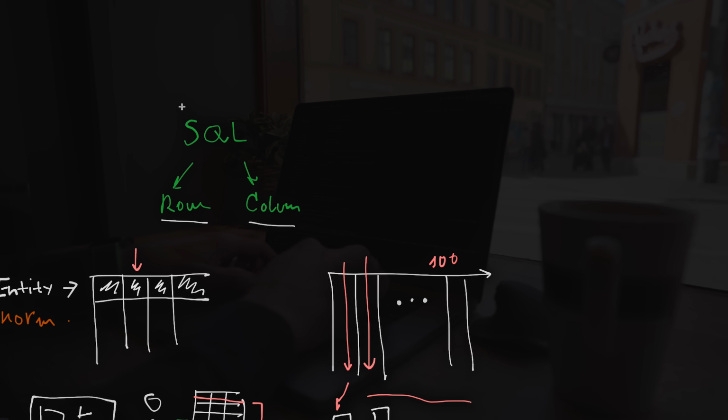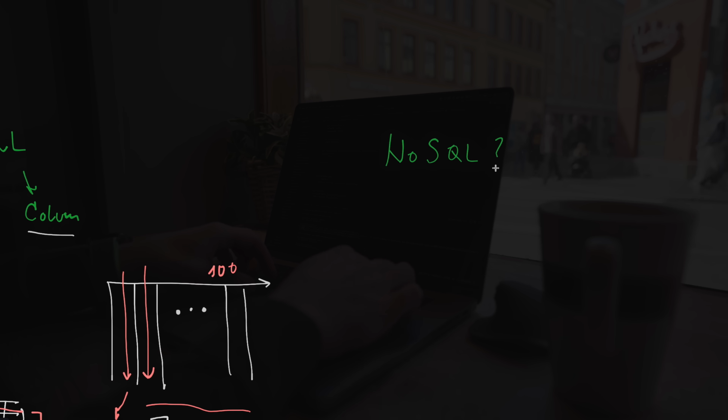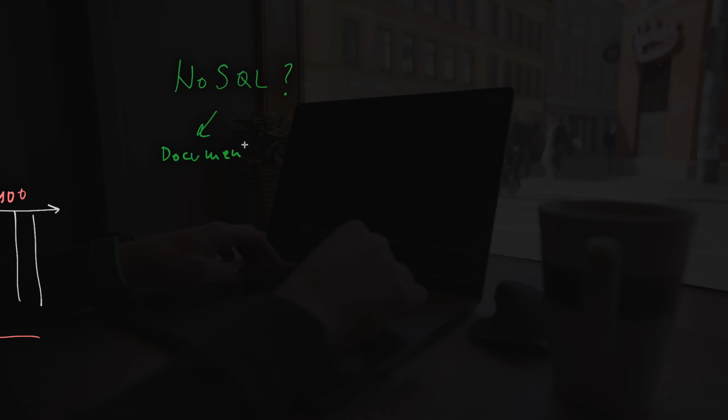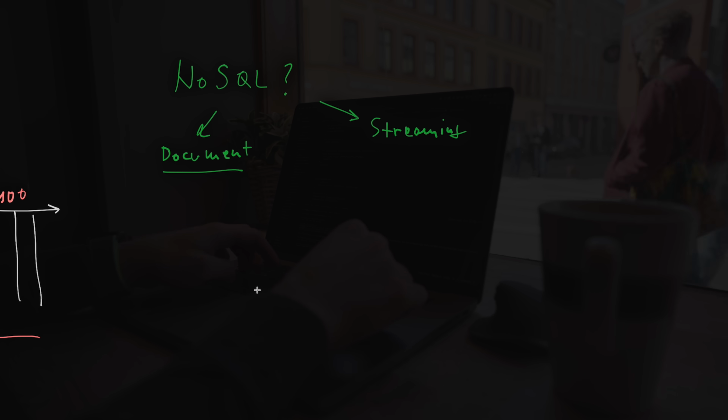Okay, so we covered SQL databases from both the perspective of row-based and column-based, but what about NoSQL? Alright, NoSQL is a much broader category of databases, but in this video I want to cover two of the most commonly used. First off, document databases. Now again, I want to give you some context on why exactly people invented them in the first place and what problem they were trying to solve.